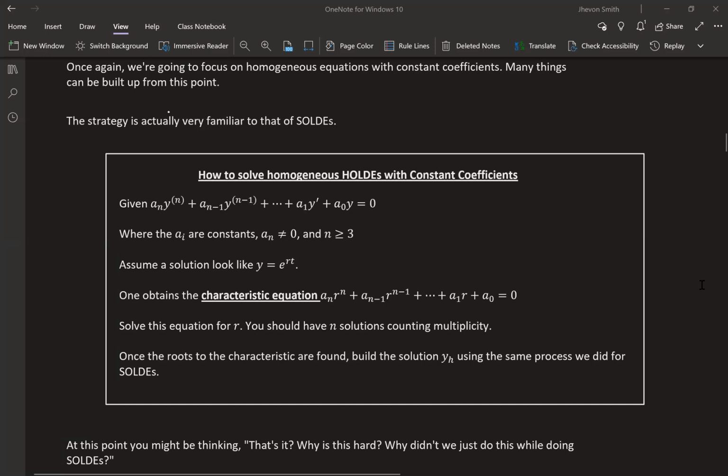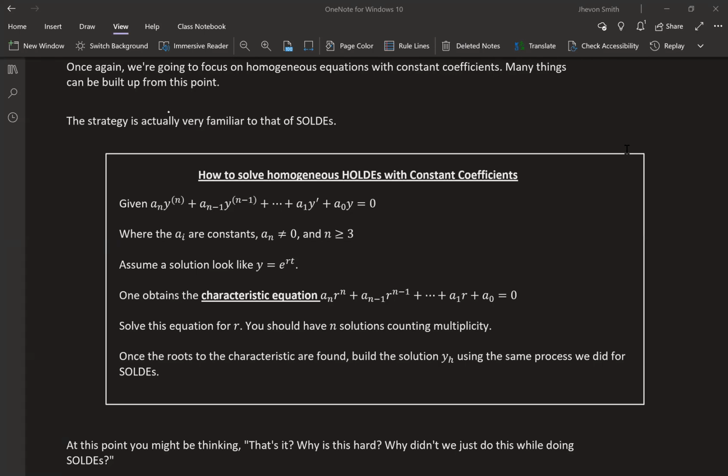So we're just going to assume our function that solves the equation is an exponential, e to the rt. You plug this into the differential equation. It gives you a characteristic equation which you can solve. Now, that characteristic equation is going to be a polynomial of degree n. And in general, those guys are harder to solve, to put it mildly, right?